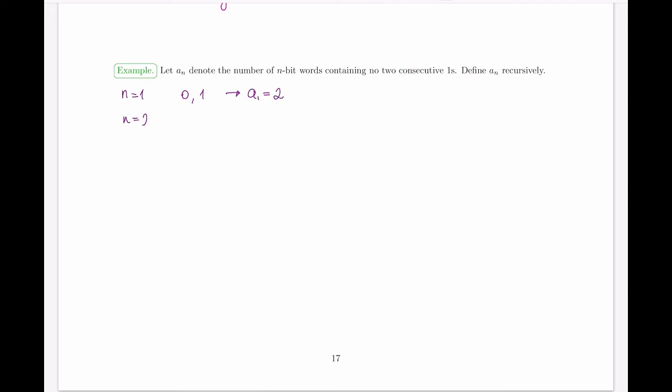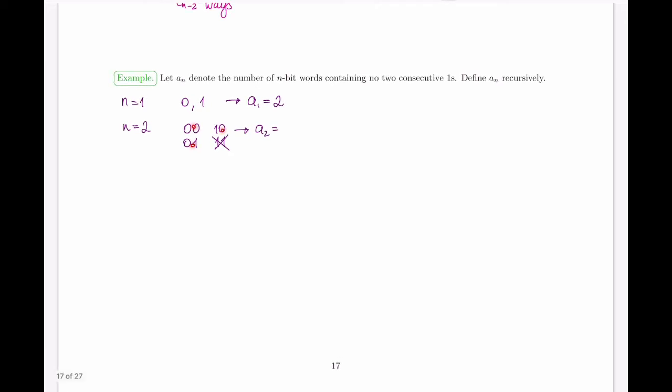What happens if n is equal to 2? So now I'm allowed to have 2-bit words. So what do I have? I can have 0, 0, I can have 0, 1, I can have 1, 0, and I can have 1, 1. But I'm not allowed to have 2 consecutive ones, so my last choice is completely out. Not allowed by the rules, which means that a sub 2 is 1, 2, 3.